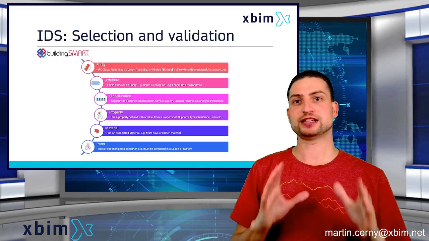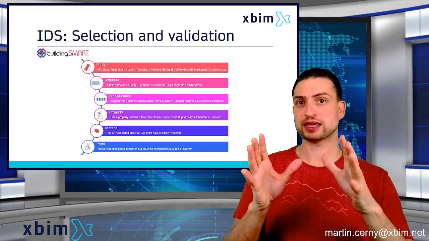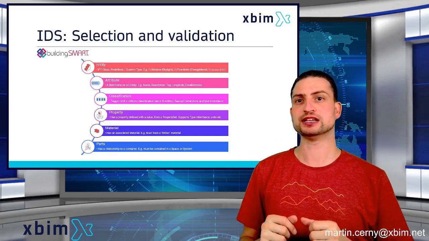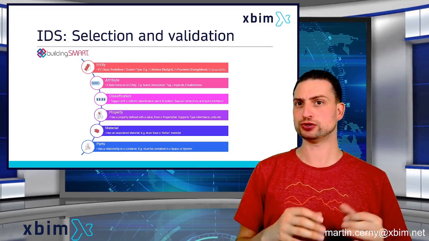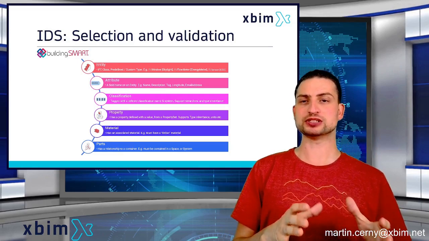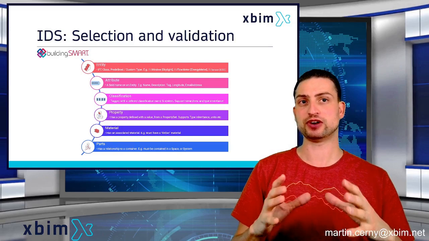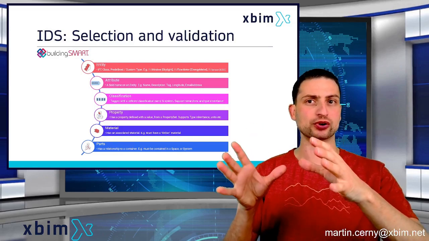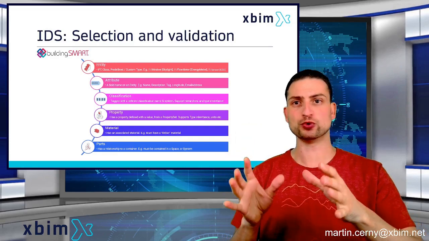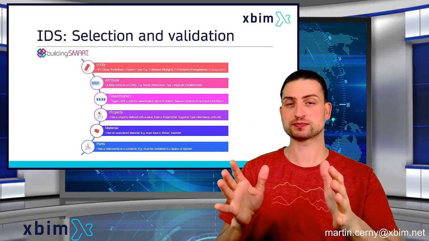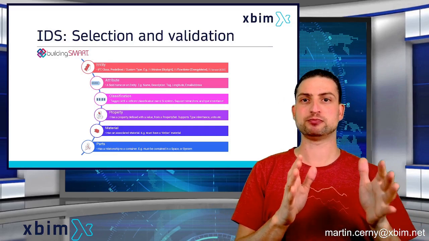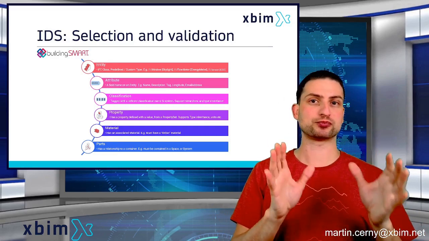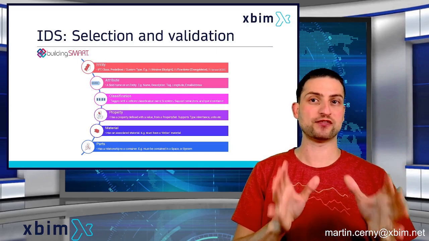IDS has two concepts. One is selection, another is validation. In other words, if you want to validate certain requirements, say for a door, you first need to select it. You first want to define the subject, that is the selection. So the selection might be every door where the width is more than 500 millimeters. And then the validation might say that this door should have a certain property of a certain value.